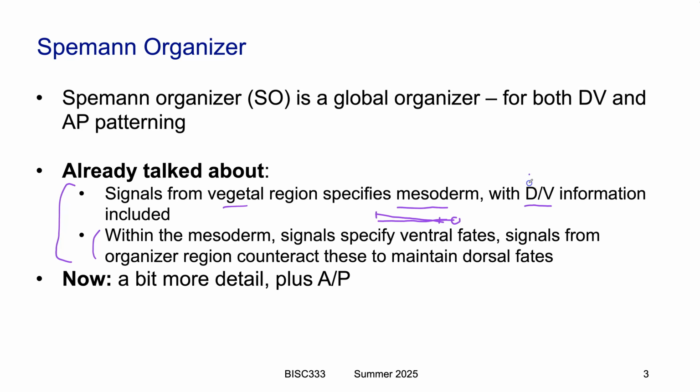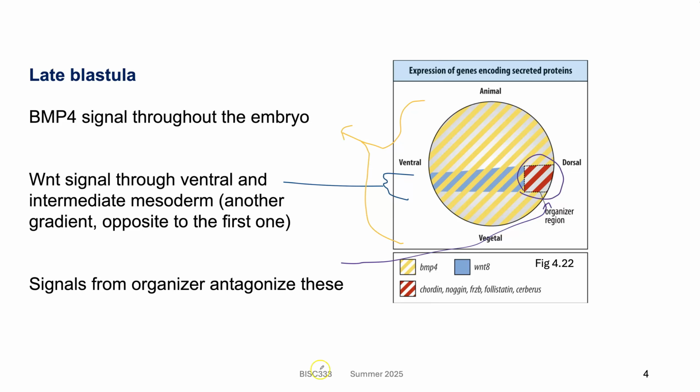So we start with dorsal being specified by Wnt, kind of early on, and then the Wnt is expressed across and gets inhibited through the organizer, and then later on we'll see how that actually leads into anterior-posterior specification.